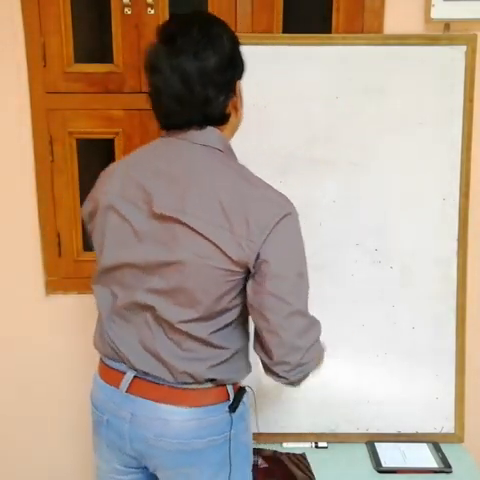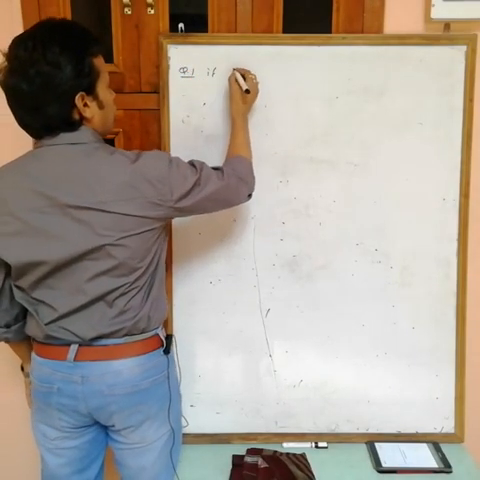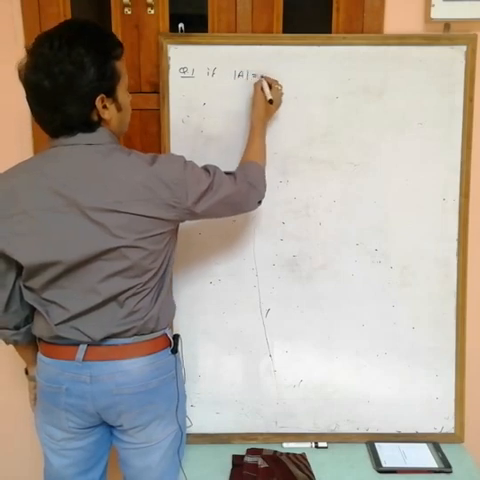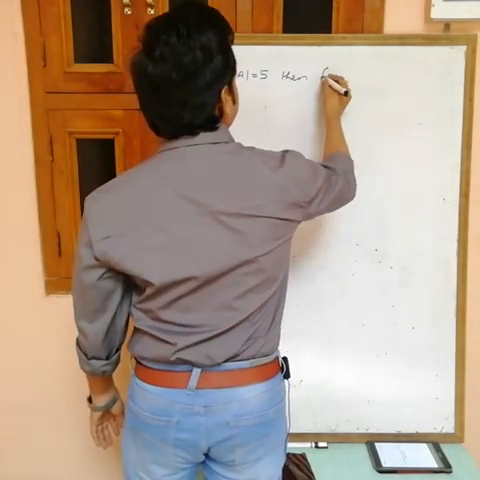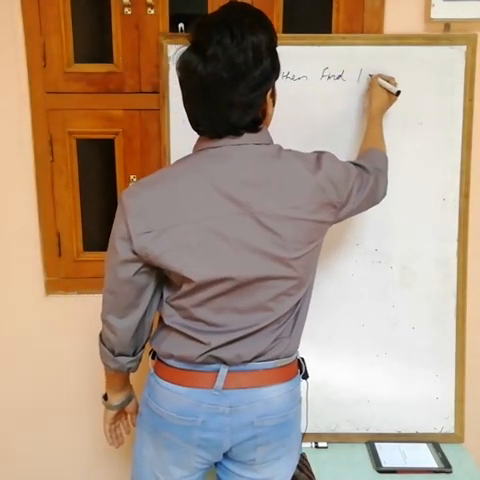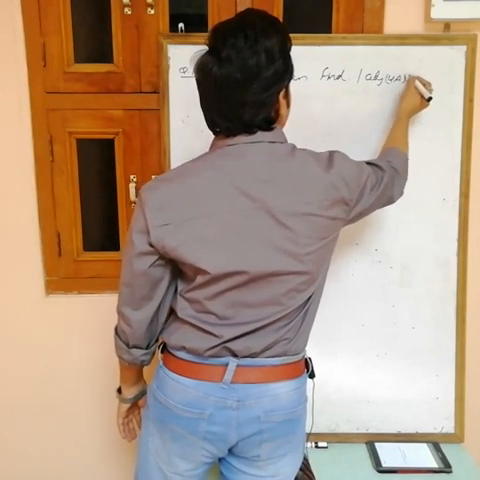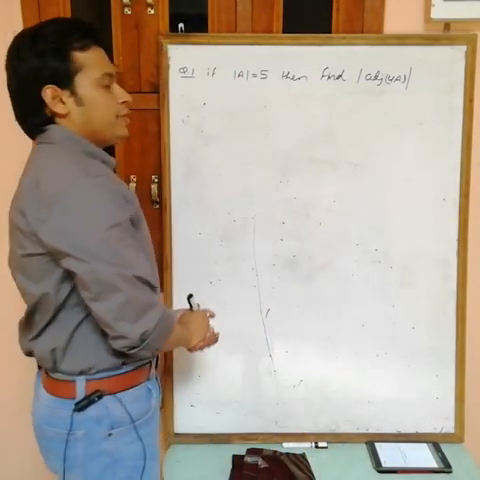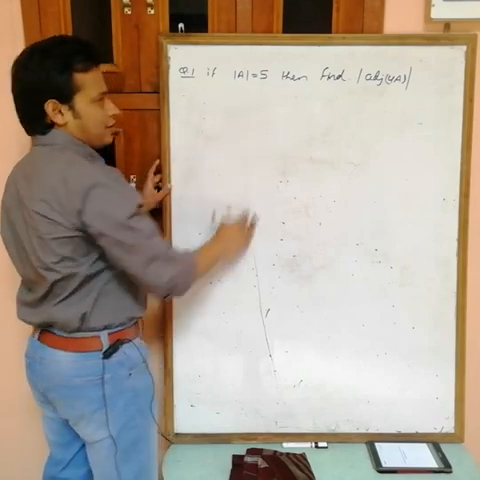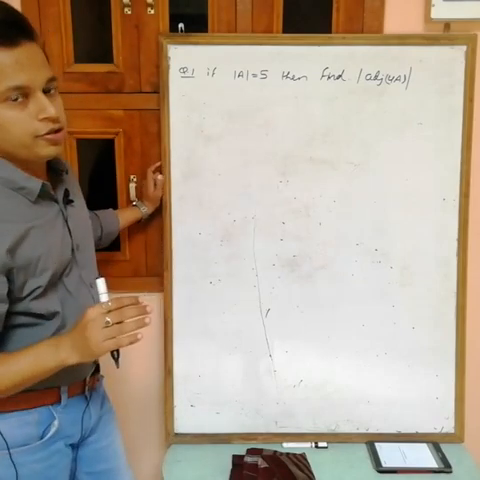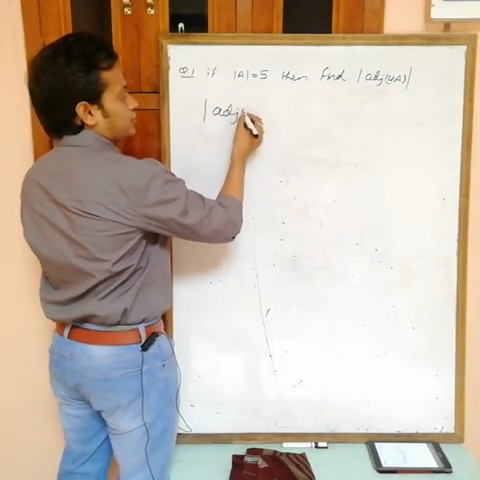Okay, now write a question. If determinant of A equals 5, then find the value of determinant of adjoint of 4A. Okay, we want determinant of this one. Can you find? Okay, try. Find value of determinant of adjoint of 4A.